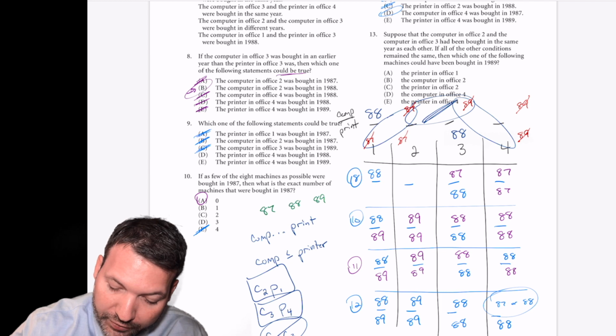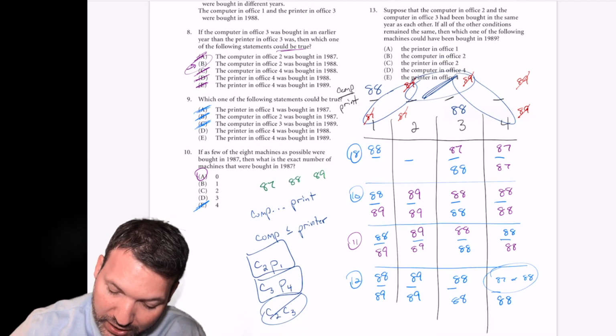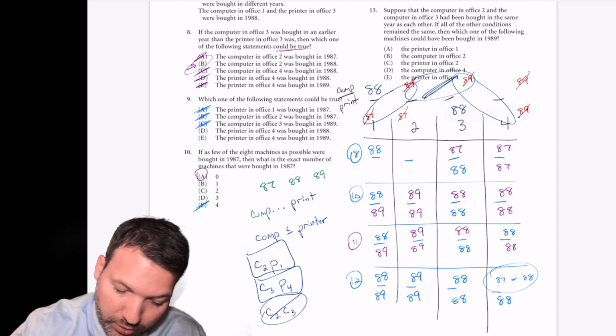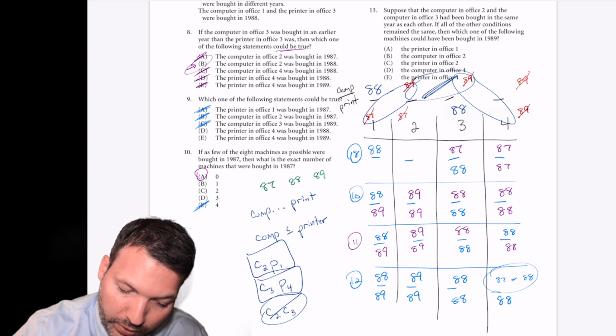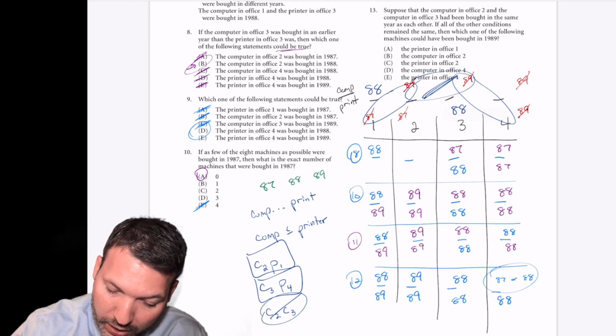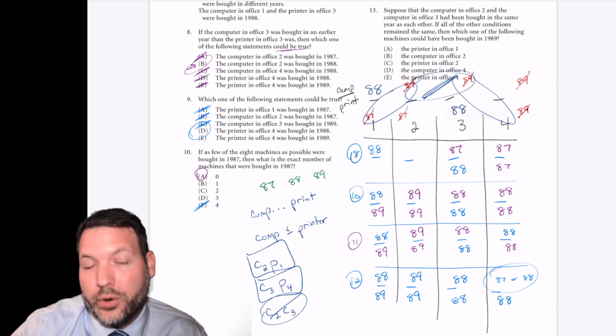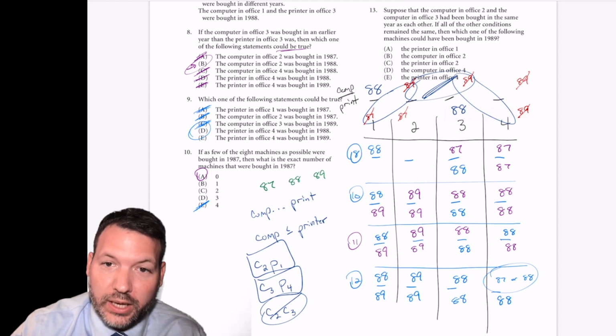The printer in Office 4 was bought in 1988. Yeah, we've seen that lots of times, right? So that should be the answer. Circle D. Oh, that's not what I meant to do. Circle D, and that's it. I don't even need to read answer choice E. Though if I did, you would notice it is, again, one of our deductions.